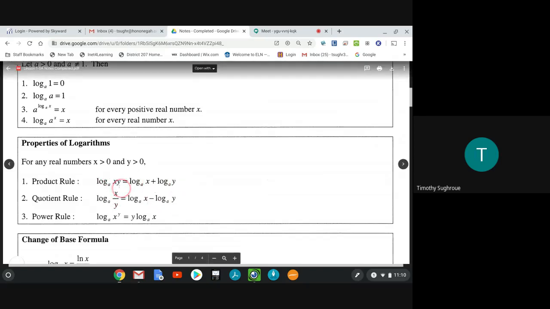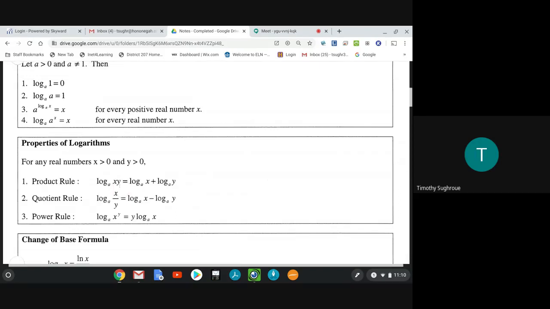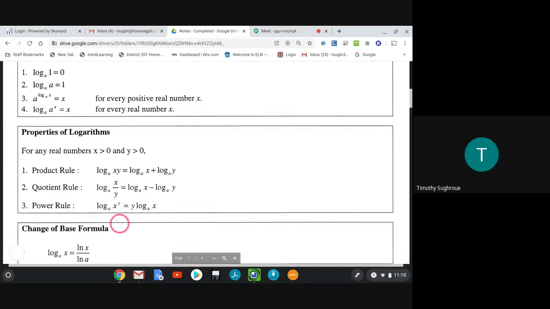Power rule. The power rule says this, and we've already used it some in the chapter, in the section 3 problems that we've done. Log base A of an argument raised to an exponent, that exponent can drop down and become the coefficient of this logarithm. In other words, the exponent drops down out in front of the logarithm. We use this one frequently.